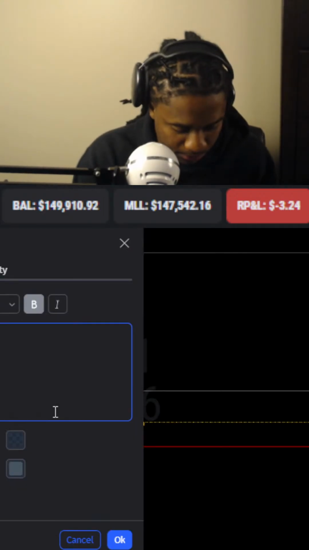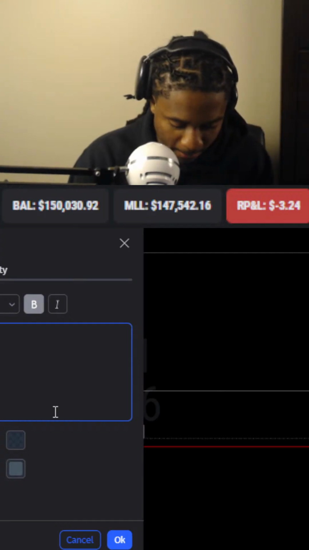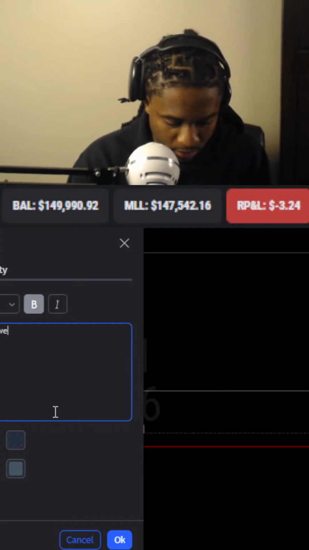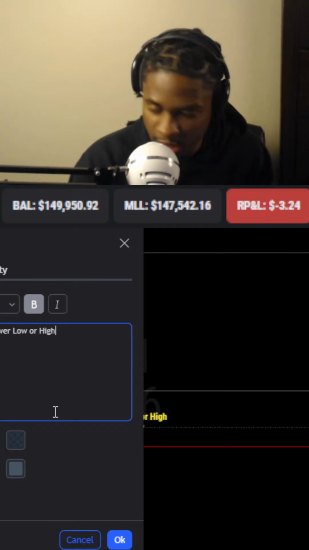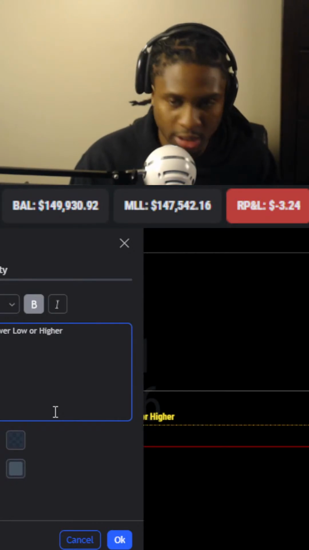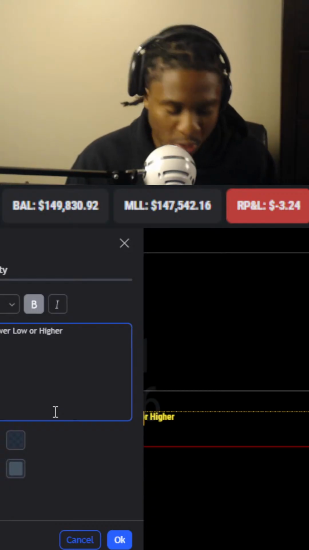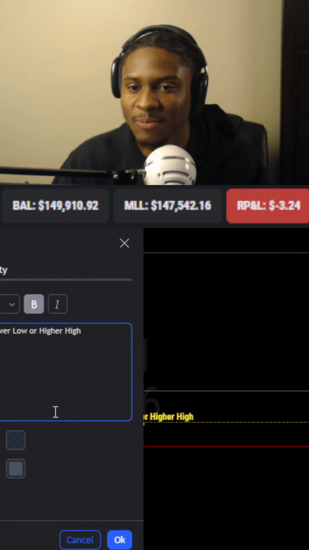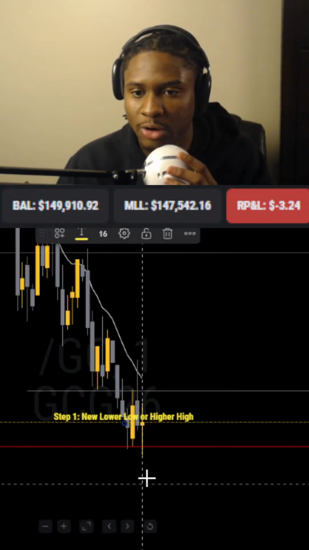And again, if you're stopping through, Samaya, hello. Let me know how your trading day went. New lower low or higher high. So boom, step 1, new lower low or higher high.